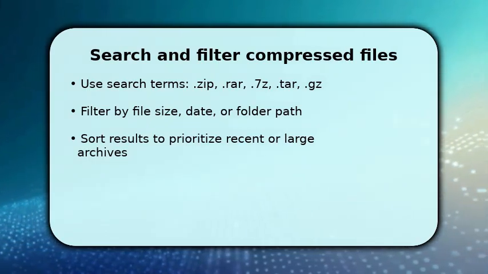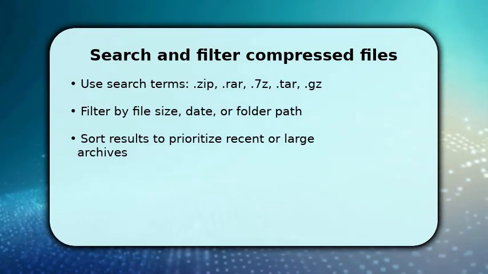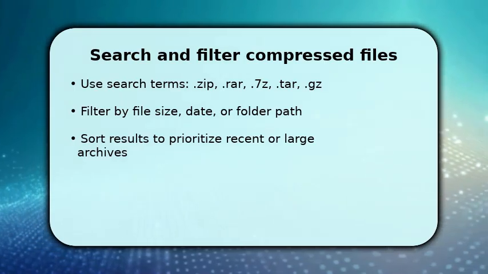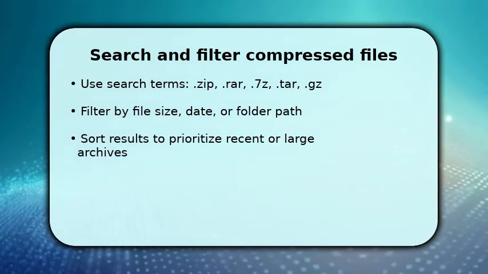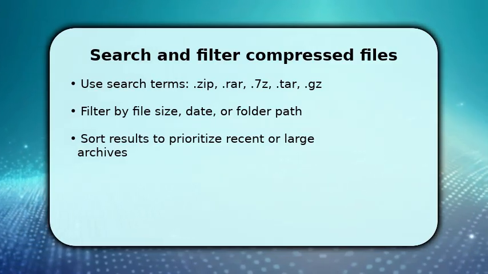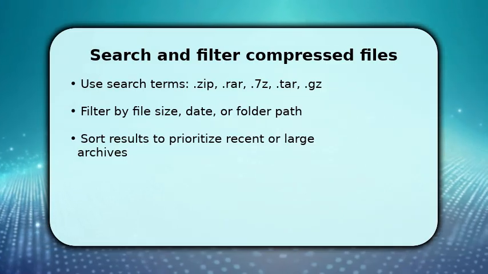Then apply filters: size to find large archives, date to catch recent downloads, or specific folders like downloads and WhatsApp media. Make sure to sort by name or size to move obvious candidates to the top. If your app supports regex or advanced filters, combine extensions with paths to narrow results and avoid unrelated matches.